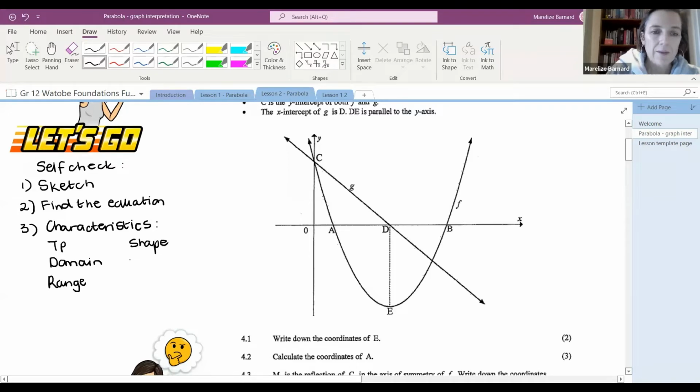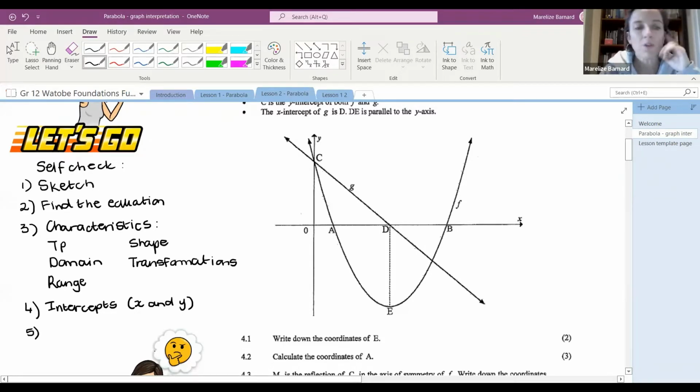and then you have to be able to interpret some of the transformations, like if it's been shifted up or down, left or right, if it's been reflected in the x-axis or the y-axis. You have to be able to find intercepts with all the axes, so both x and y. And it's a common question to have a parabola and a straight line. So you have to be able to find the points of intersection.